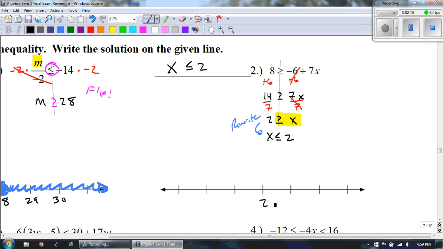I'm going to come down here, go 2, 3, 4, 2 numbers up above and 2 numbers below. And once again, we are closed at 2 because the line's underneath it, and it's less than. So I'm going to shade everything to the left.